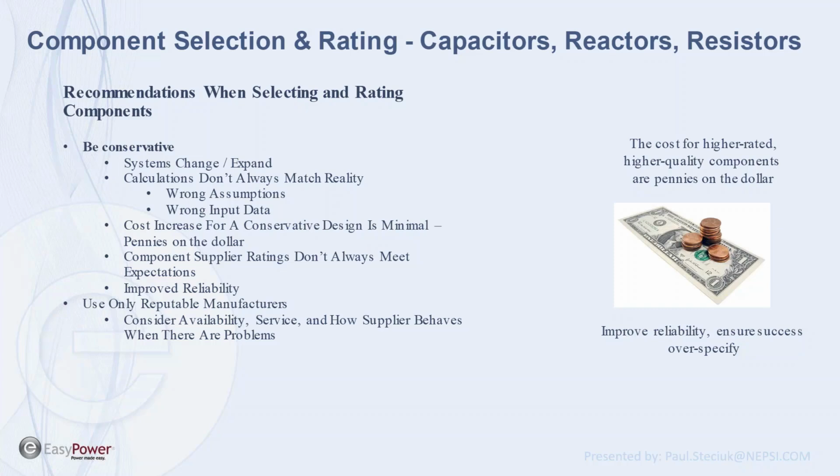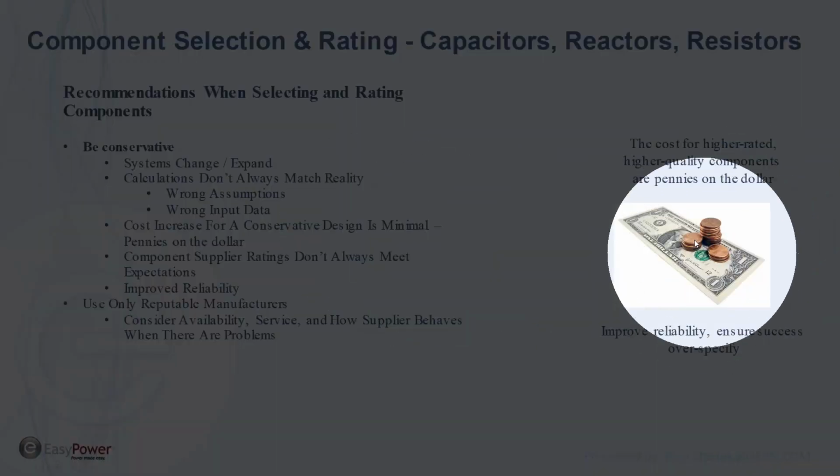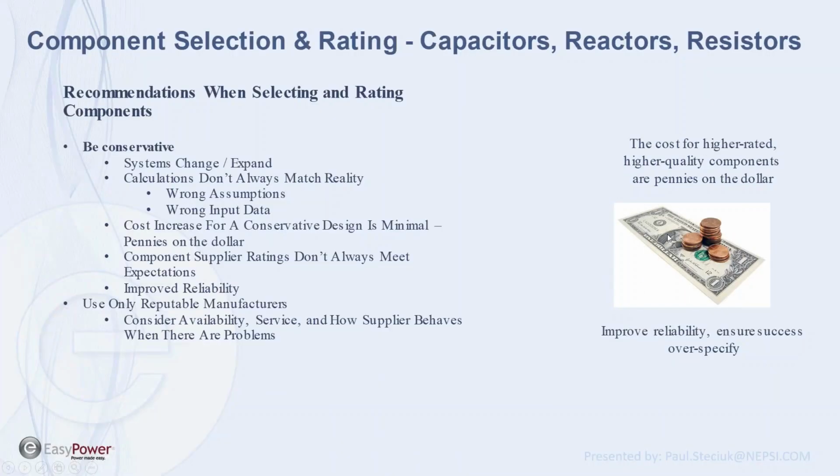The first thing that is really important to note is that you want to be conservative in your ratings. You are going to pay pennies on a dollar for conservatism. When you go to a reactor supplier and you're getting a reactor quoted, increase your harmonic current flow more than you think, because it does not cost a whole lot to increase that harmonic current flow that reactor might be asked to do. Your system may change.